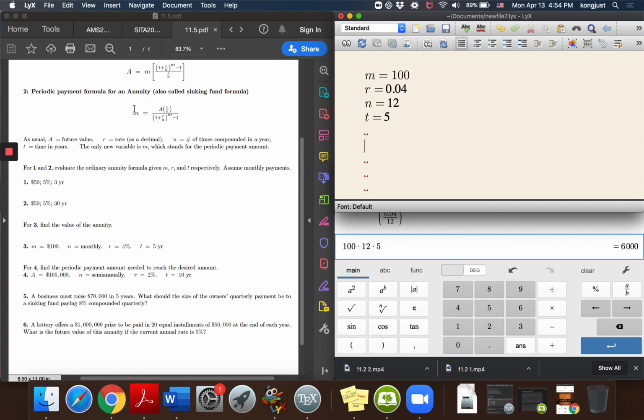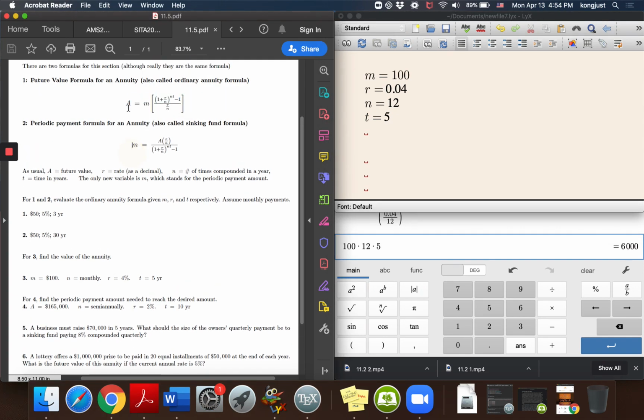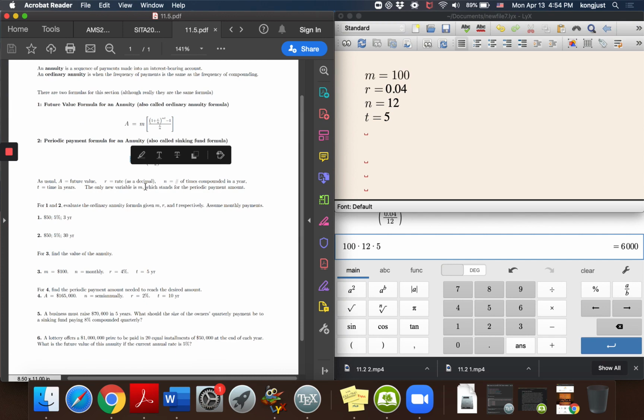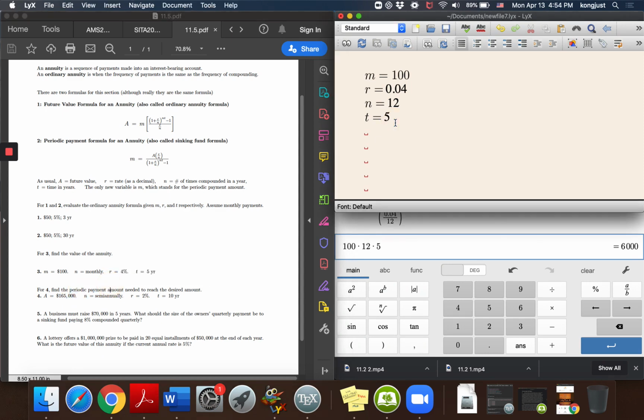So this time, since I know A, I don't want to use this first formula. It doesn't make sense because I'm already given A. I don't want to use the formula that solves for A because I already know what that is. So I want to use the formula that has A inside of it here. And then what I want to figure out is what is the M? What is the periodic payment that I should make? In this case, yeah, that's what it says. Find the periodic payment. That's the M amount. All right, so I'm using this second formula.